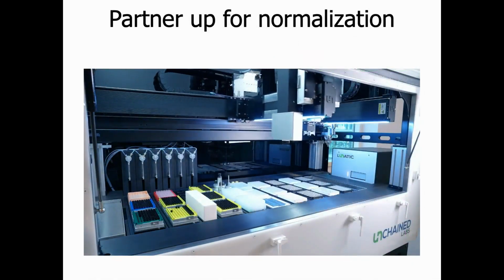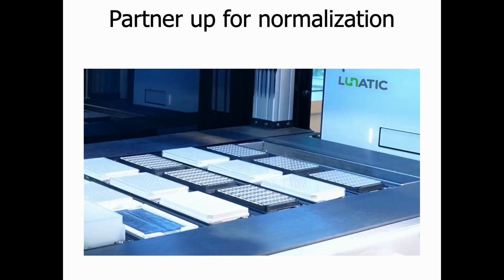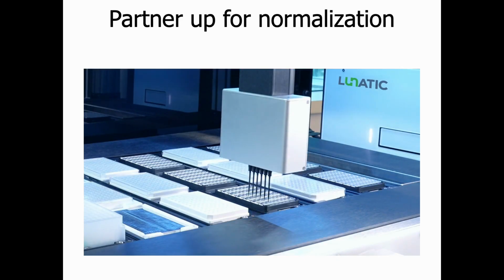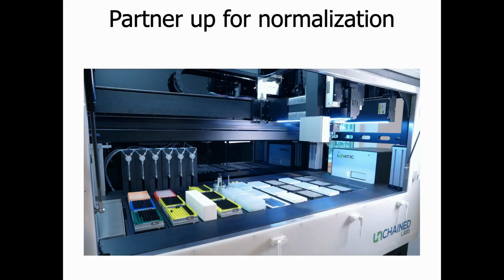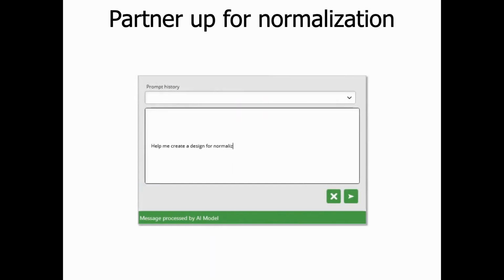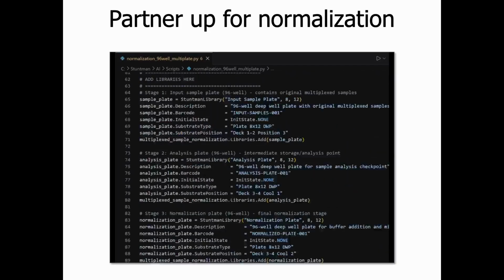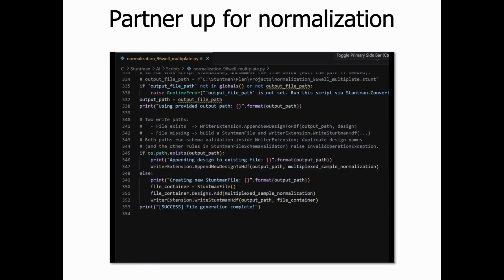And if you want to reduce risk of errors even further, take the human out of the equation entirely. Here, we're showing how the Unchained Labs automation platform, Stuntman, can use an integrated Lunatic to measure concentrations for a full plate of multiplexed samples and automate the normalization and pooling in preparation for sequencing. We start by telling Stuntman what to do in plain language and let it take charge of the workflow design that will happen on deck. With automation being driven in a Python environment, changes are flexible, deterministic, and traceable.